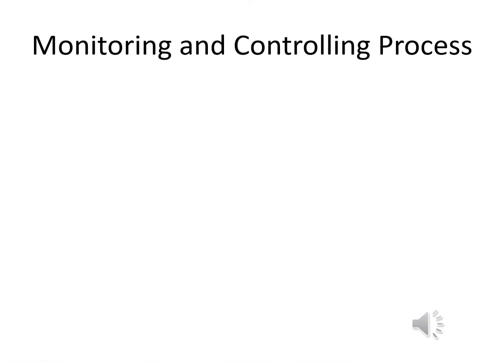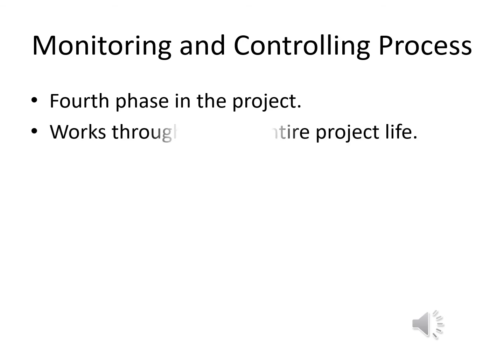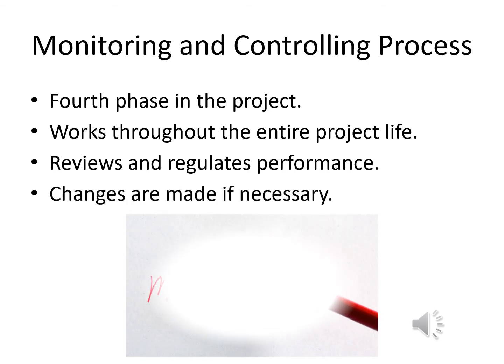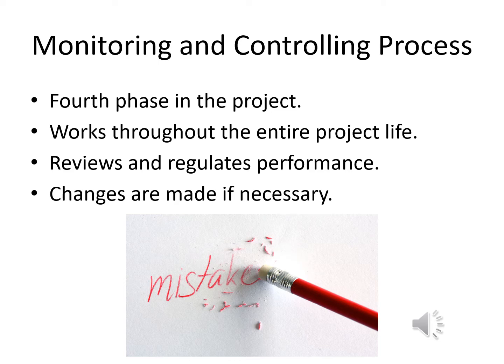The other processes that we have touched on in this project all seem to be functioning in sequential order. This process group, however, exists throughout the entire lifespan of the project. This phase is essentially used to review and regulate the progress and performance of the project. Here is where they will make the necessary changes to particular areas of the project to improve the overall result of the project.